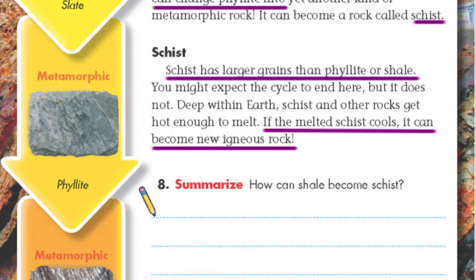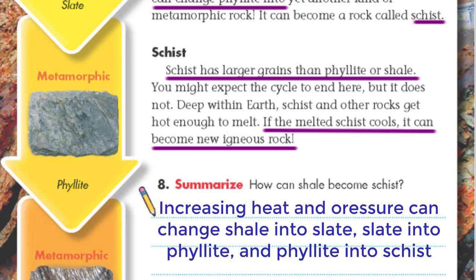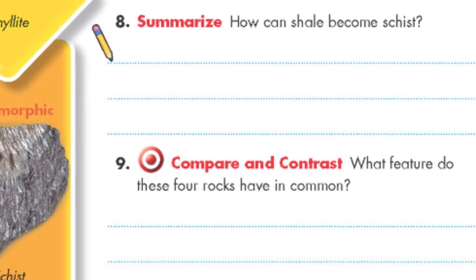So, shale is a sedimentary rock. Increasing heat and pressure can change shale into slate. And also with more pressure and heat, slate can change into phyllite. Then with more heat and pressure, phyllite can change to schist. Okay? Let's answer question number 9.